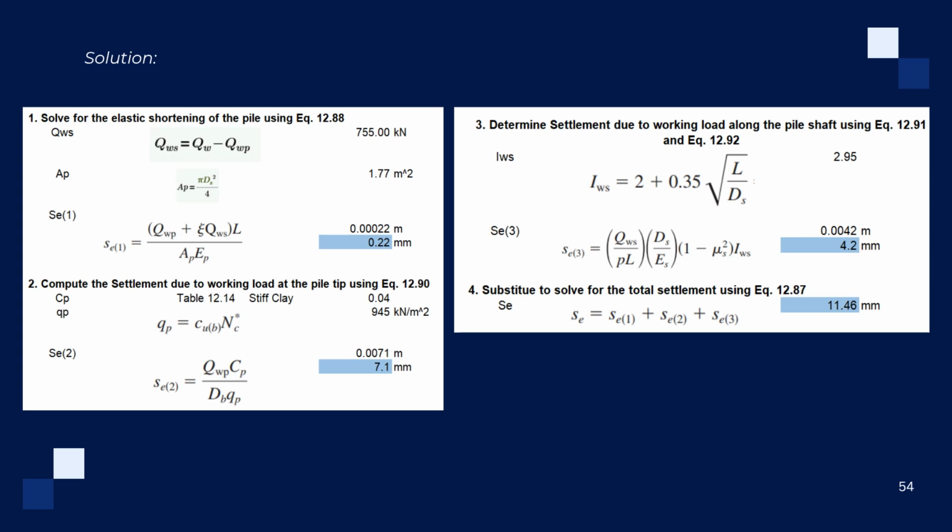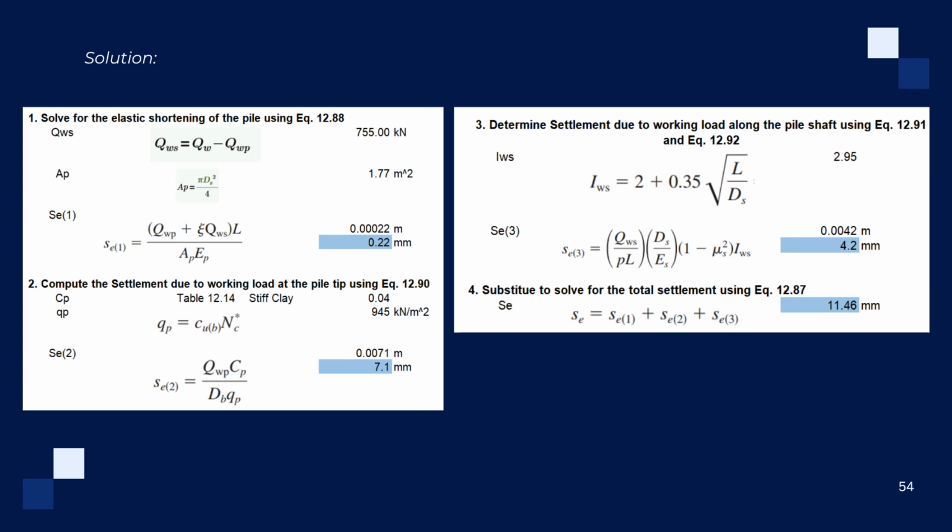Since the CP in table 12.14 is stiff clay, we will use the value of 0.04. And QWP is equal to QU sub B times NC, which gives a result of 945 kilonewton per meter squared. And SE sub 2 is equal to QWP times CP all over DB times QP, which gives a value of 0.0071 m or 7.1 millimeters.